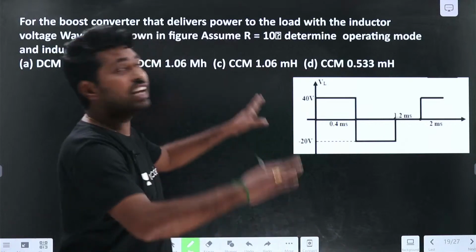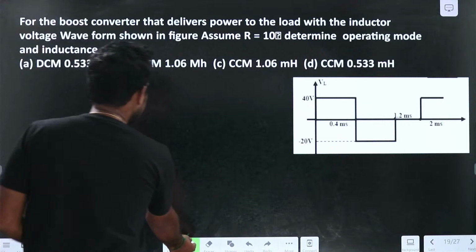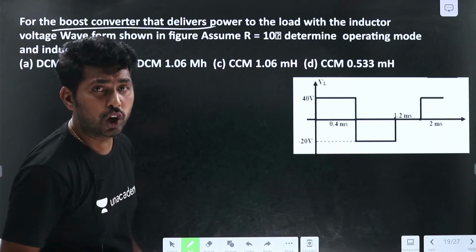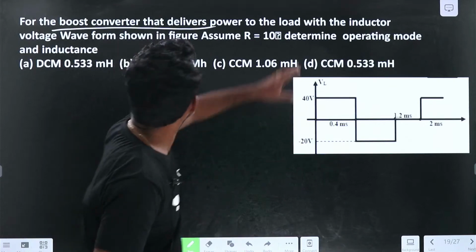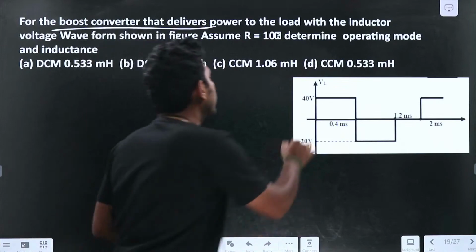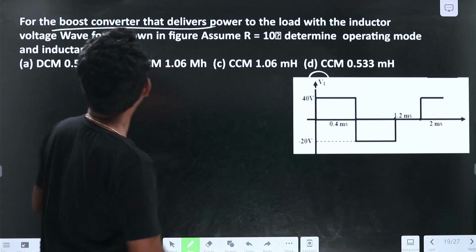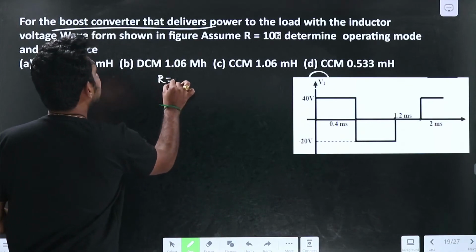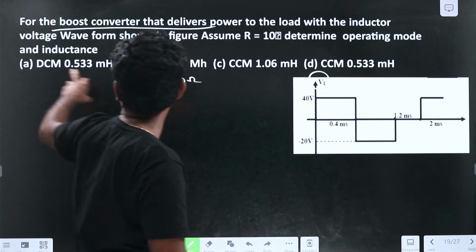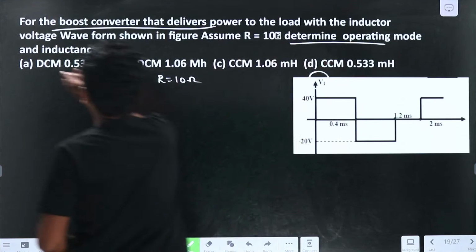Can anyone tell which kind of operation it is? Here the converter is given. It is the boost converter. It delivers power to the load. The inductor voltage waveform has been given directly. R is given as 10 ohms. Determine the operating mode and the value of inductance.